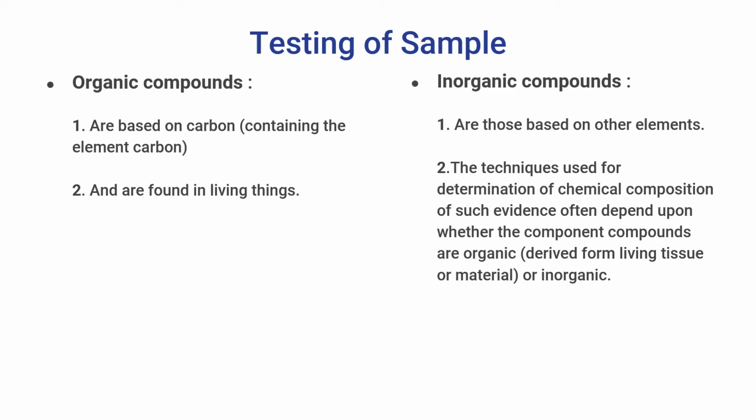Testing of samples includes testing of two types of compounds, organic compounds and inorganic compounds. The tests on organic compounds are based on carbon, which is mainly found in living things. The tests on inorganic compounds are based on other elements. There are many techniques which determine the chemical composition of evidence containing inorganic compounds, which helps in carrying out the investigation.